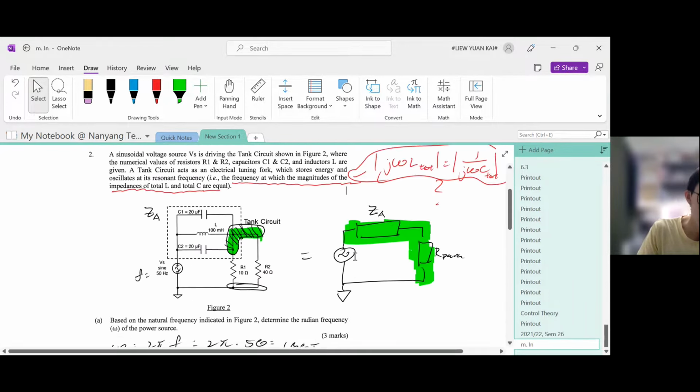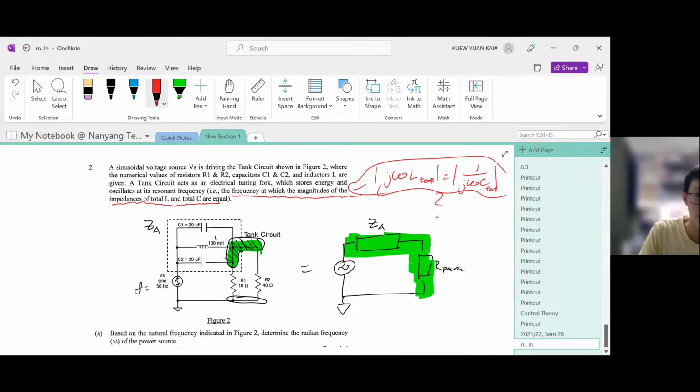Now, what is L total? In this case, there's only one L, so L total is just this single L. But what about C total? In C, there are two capacitors, C1 and C2. What is their arrangement? Their arrangement is actually parallel to each other. Notice that C1 and C2 are parallel.